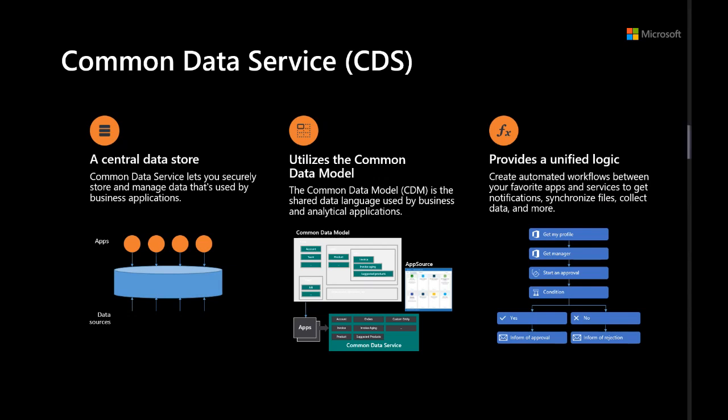Thanks, Kelsey. The first main component that makes up Dynamics 365 and the Power Platform is indeed the Common Data Service, or CDS for short. And you can think of it in really three main aspects. The first is it's a central data store that lets you securely store and manage the data that's used by your business applications. So everything reads and writes to the same database, and you don't have to sync multiple databases with duplicate data.